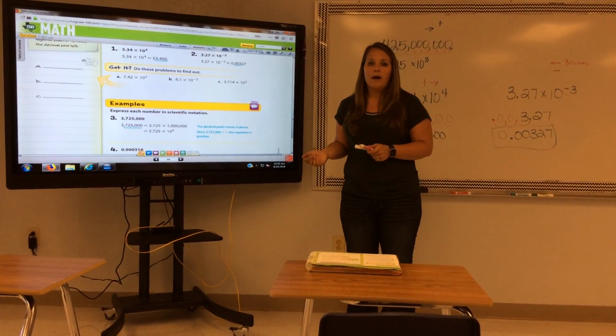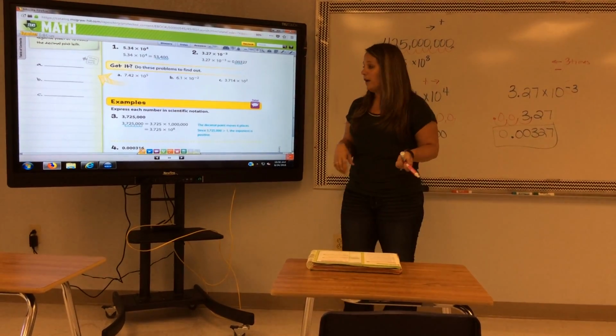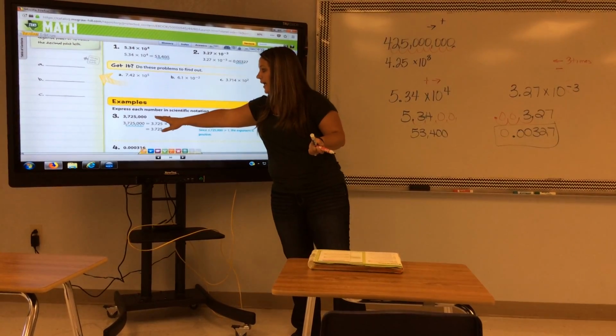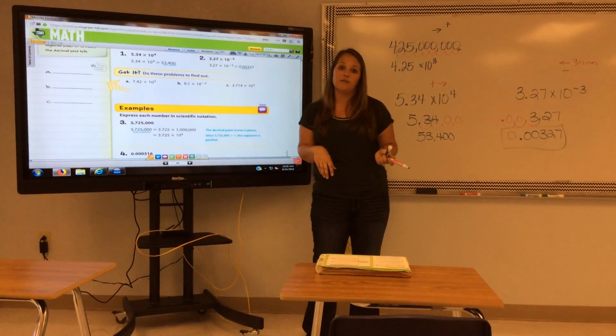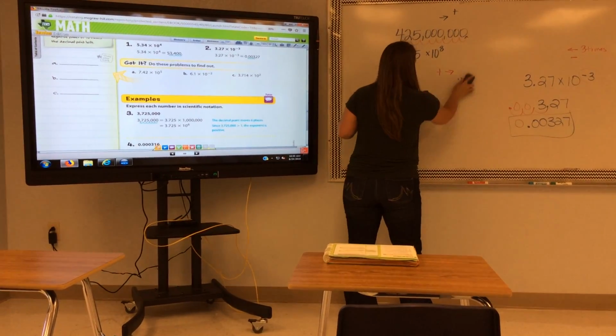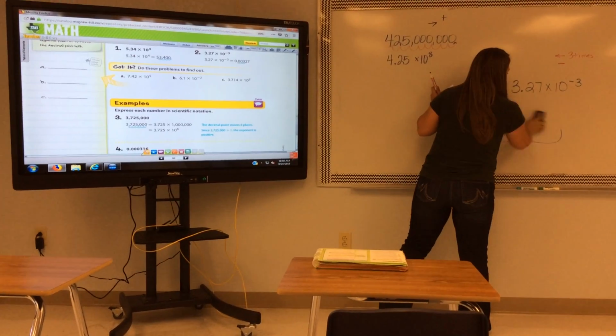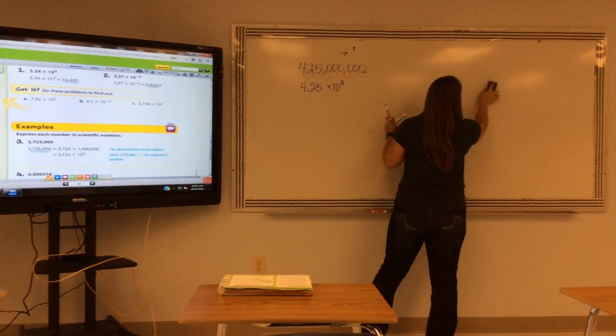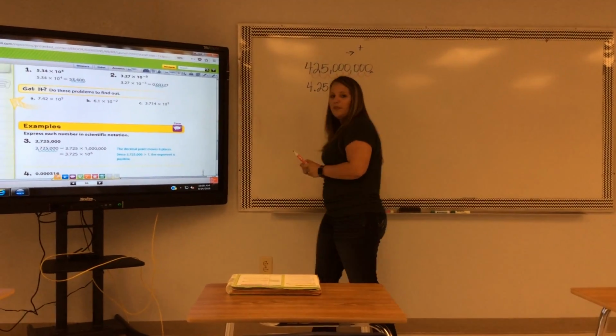You also are going to be required to go backwards and turn a standard number into scientific form. One other key thing I want to tell you real quick is you may still end up with a decimal in your answer if you have a positive exponent. Talked about this in class.